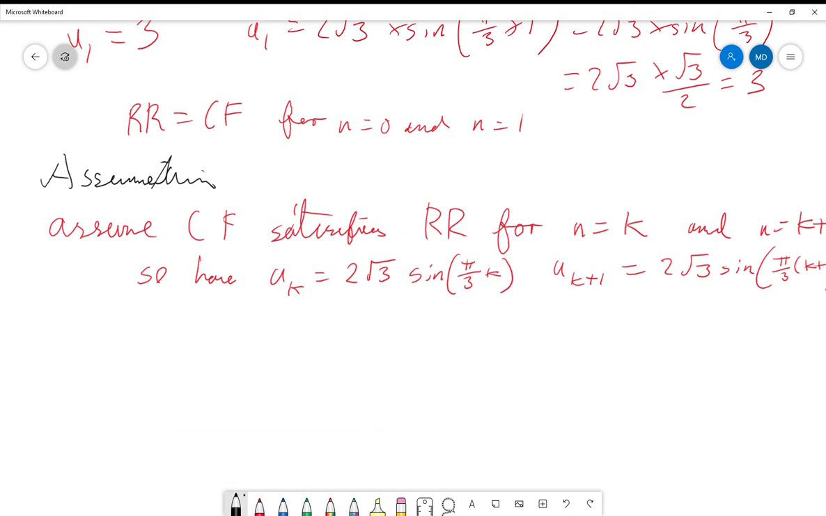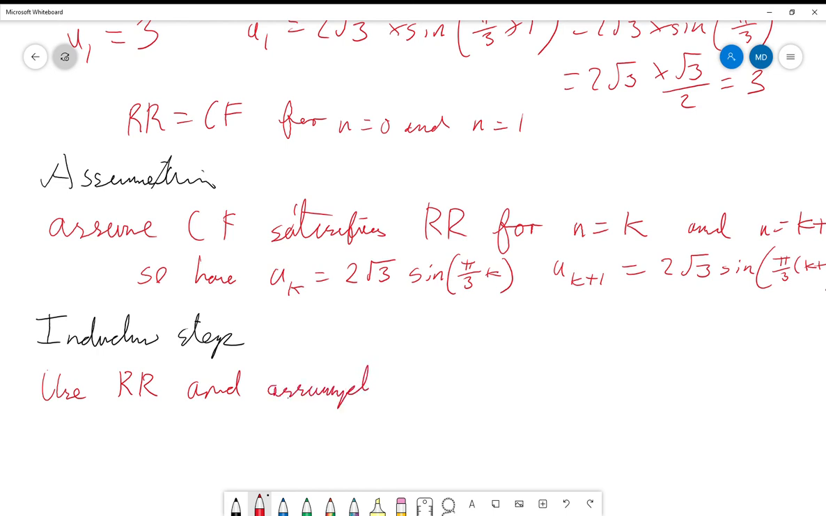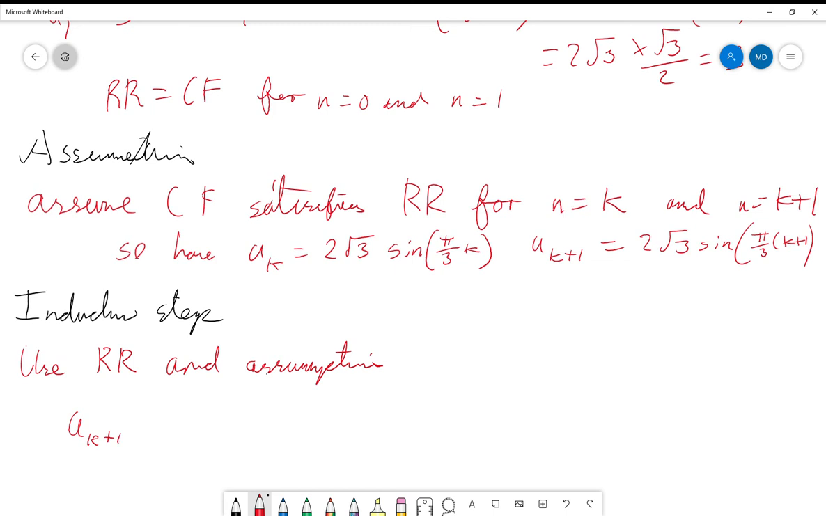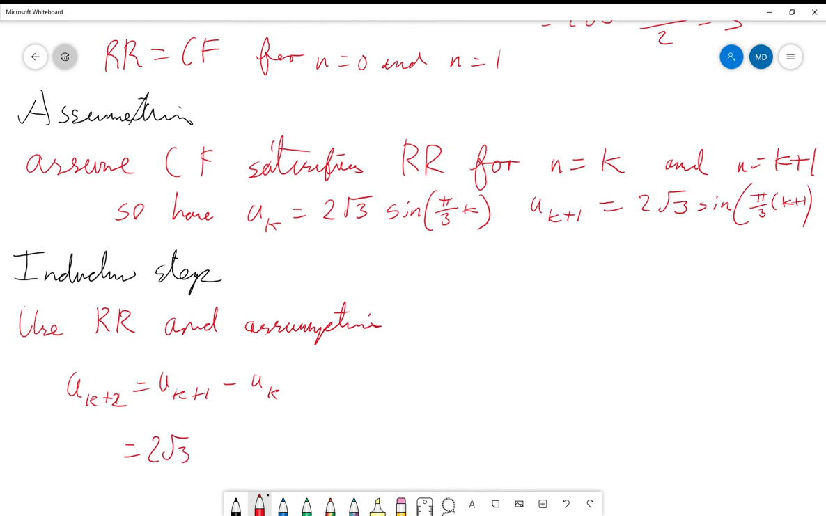And now we want to use the inductive step. And we can use the recurrence relation and assumptions, and so we get that u_(k+2) is going to be equal to u_(k+1) minus u_k, which gives us, that's equal to 2 root 3 lots of sine of pi over 3, need an extra bracket there, of k plus 1, minus 2 root 3 of sine pi over 3 k.